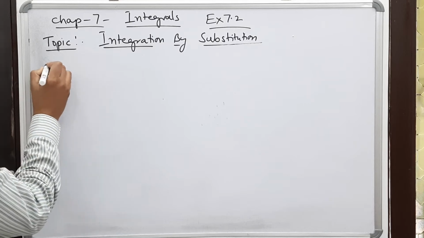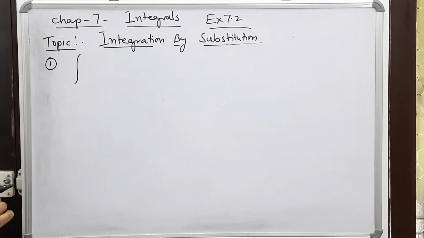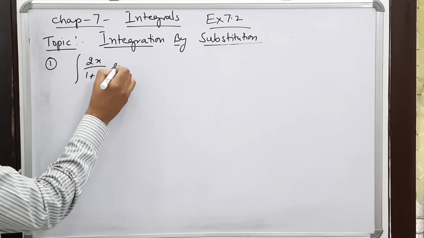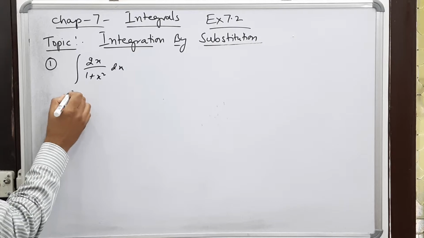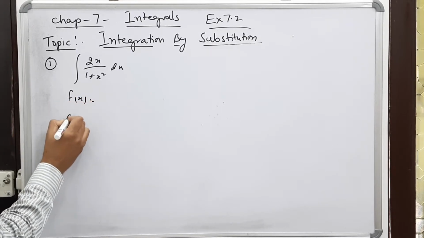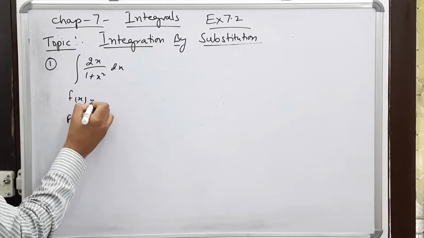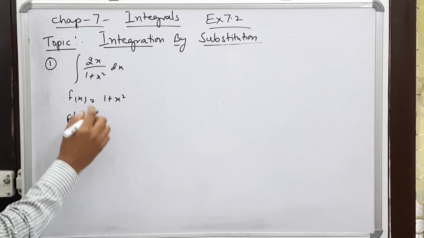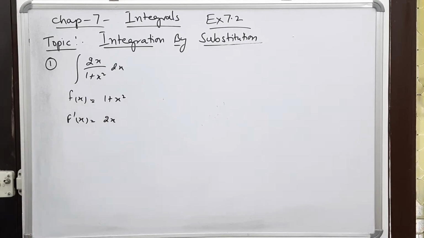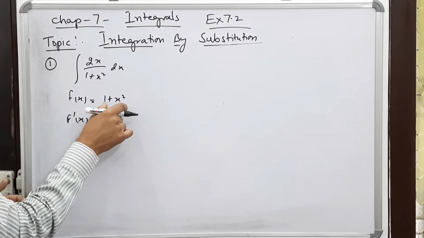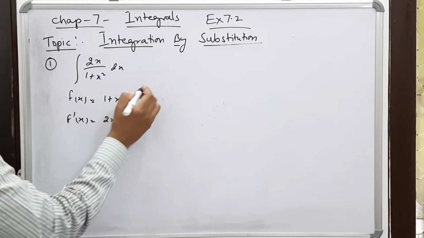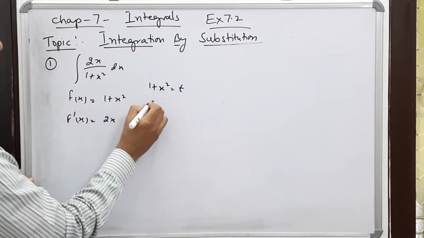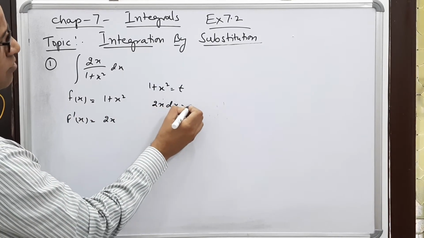Now from exercise 7.1, the first problem is, please see the problem nicely. It is 2x upon 1 plus x square dx. Now in this we have to see one function and then simultaneously its derivative. So here the function is 1 plus x square and its derivative is 2x. So that we have to observe in every sum. Like one function is there and its derivative is there. So we will take that function as t. So 1 plus x square is t, then 2x dx will be dt.